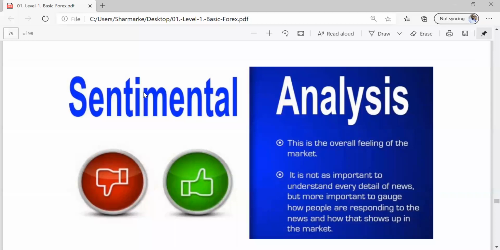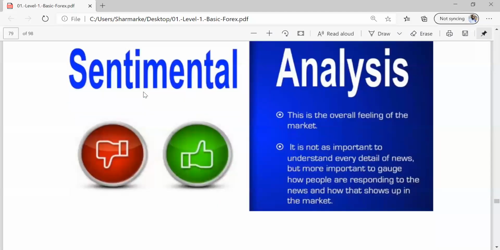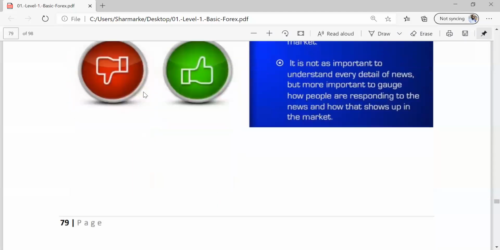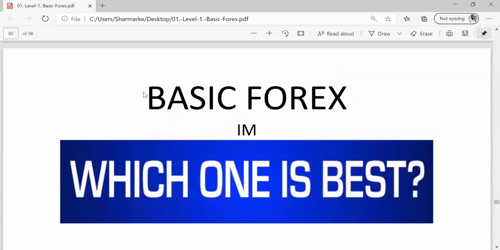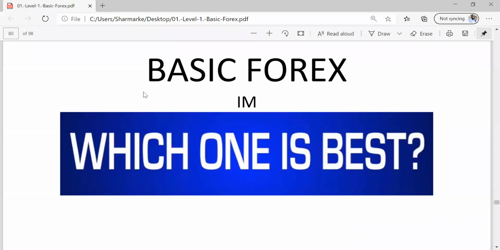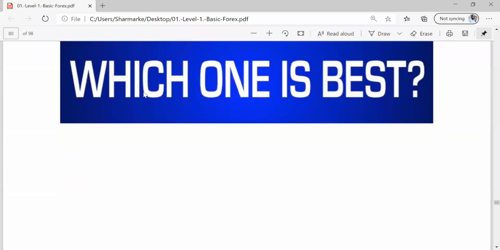You are going to see if there is an event of news happening and how this is going to affect the market. So it's an individual feeling when it comes to sentimental analysis. The biggest question is, which one is the best? We have seen three different types of analysis: technical analysis, where traders check the chart, news events, and then the feeling of sentiment. So which one is the best when you want to make a decision in the market? Let's see which one is the best.